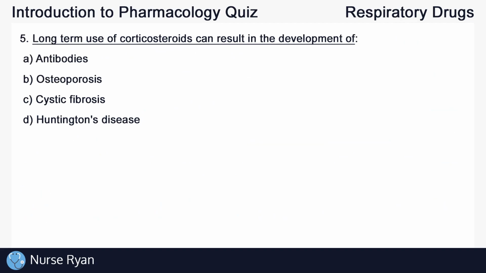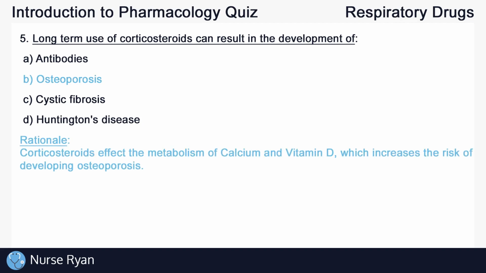Question number 5. Long-term use of corticosteroids can result in the development of... And the answer here is B, osteoporosis. Corticosteroids affect the metabolism of calcium and vitamin D, which increases the risk of developing osteoporosis.